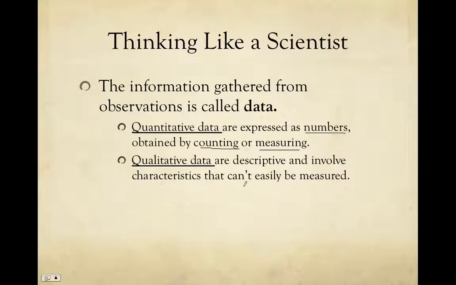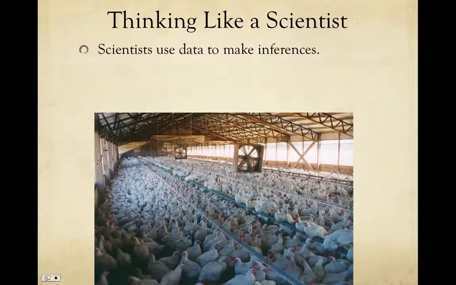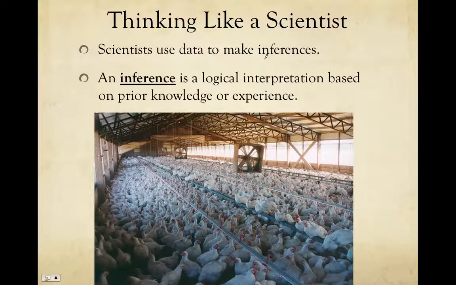And this can be that something looked very old, or the color, non-precise color of something, or the smell of something, or something of that nature. That's qualitative data. And so scientists, we use data to make inferences. So an inference is to make a logical interpretation of the data that you've seen, and we can base this off of prior knowledge or experience, but that's what's in an inference.